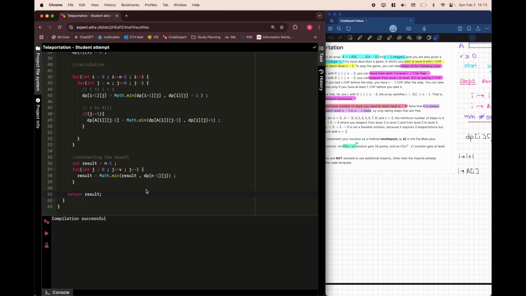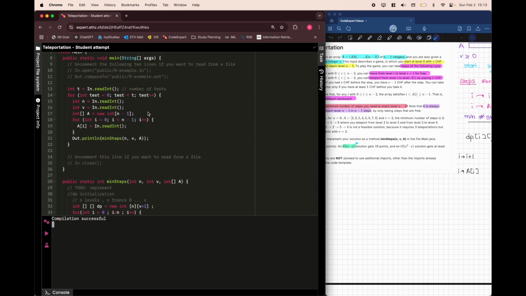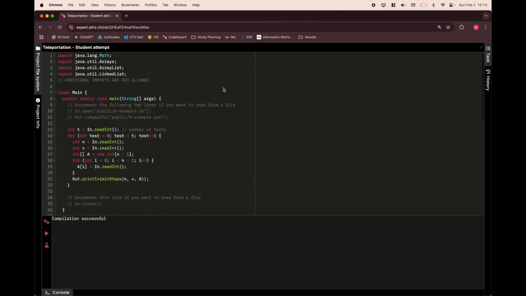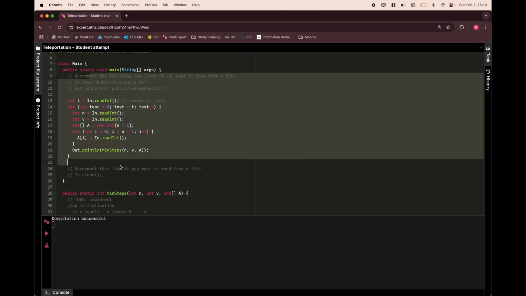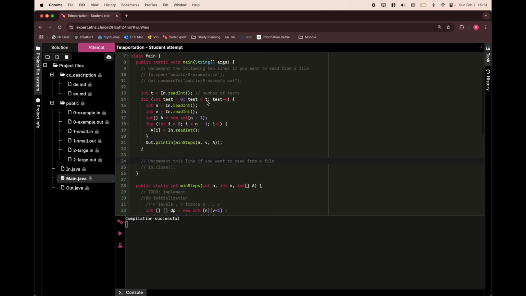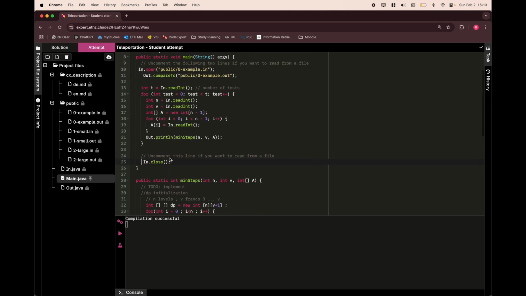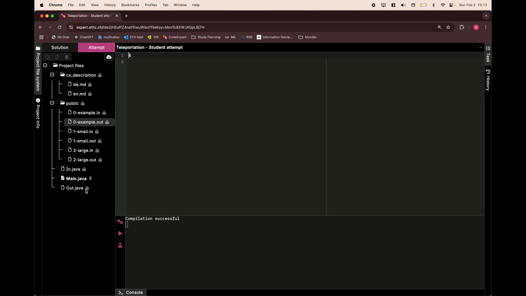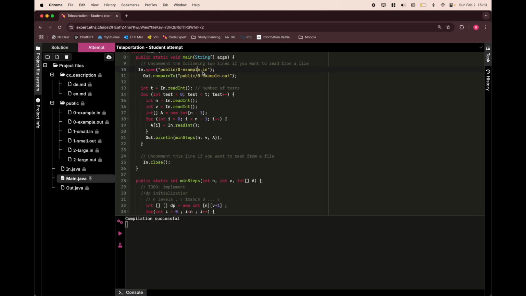So let's check. One extra thing that I want to show here is how to use this. With DP questions, you can actually uncomment these lines and these lines to check your solutions. So public/0-example.in, what is this? This is the file that you're choosing to use for the tests. You can also change this, but let's test with these first.